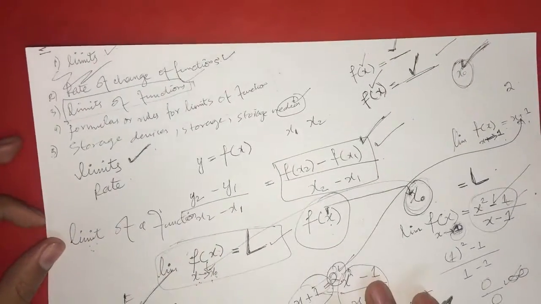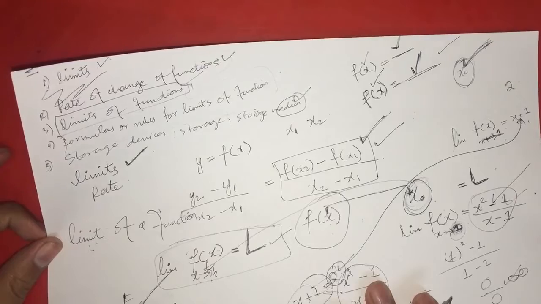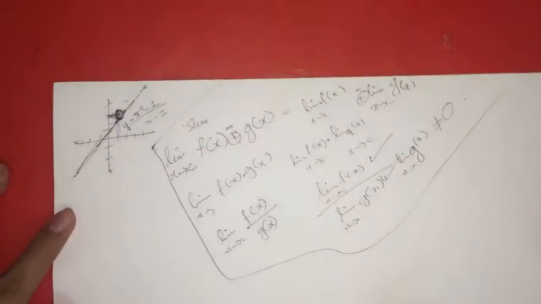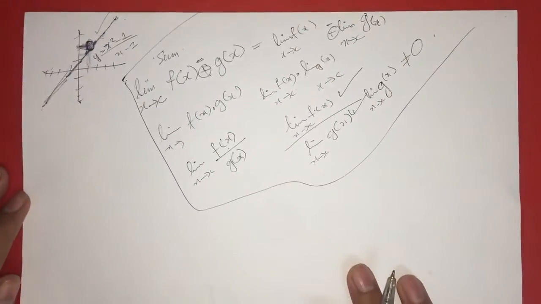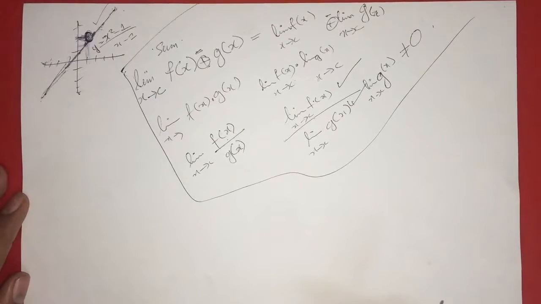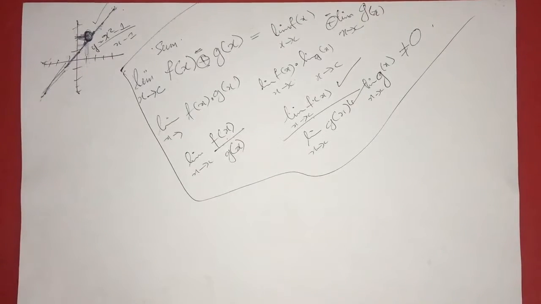So guys, that was it about functions, rate of change, and limits of functions. I also explained some of the rules, where you have the summation, division, multiplication, and subtraction rules.